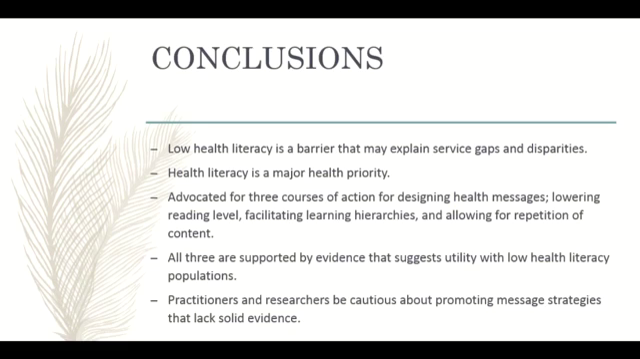What that means is kind of what I explained a little bit before, lowering the reading level so that even a 5th grader could read it, allowing for repetition of content. That repetition is so that people can continue to understand what is being communicated to them. All 3 are supported by evidence that suggests utility with low health literacy populations, and practitioners and researchers should be cautious about promoting message strategies that lack solid evidence. If those strategies lack solid evidence, how are they sure that the strategies that they are using are going to work?